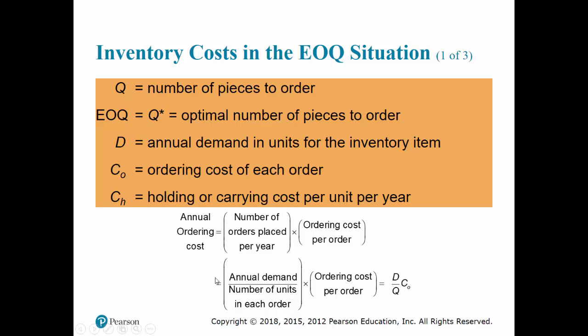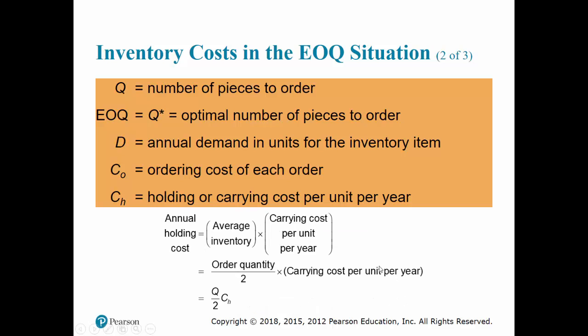D over Q will give us the number of orders placed. And then you have to multiply that with the cost of placing one order. So D over Q times C sub 0, that will be your ordering cost for 1 year. So this is how many orders we place in 1 year, and then this is the cost for one order. So this will be the ordering cost for 1 year.